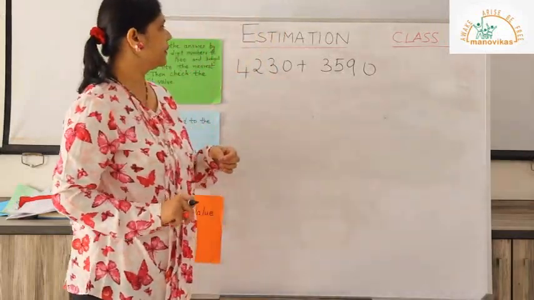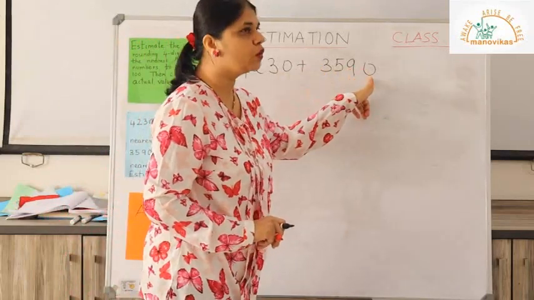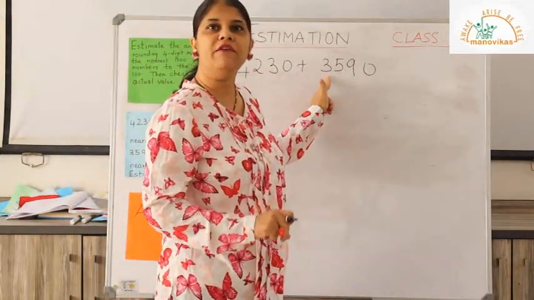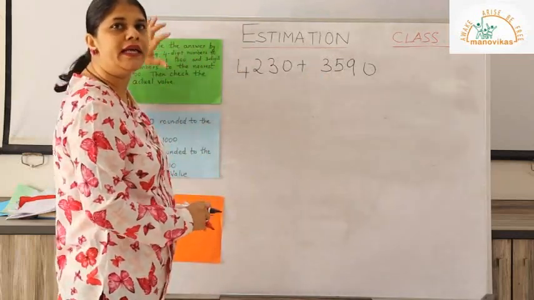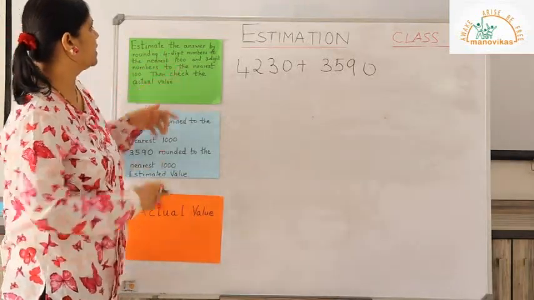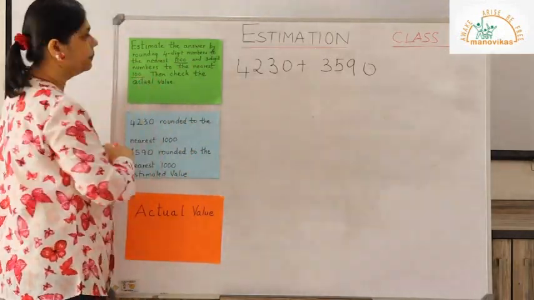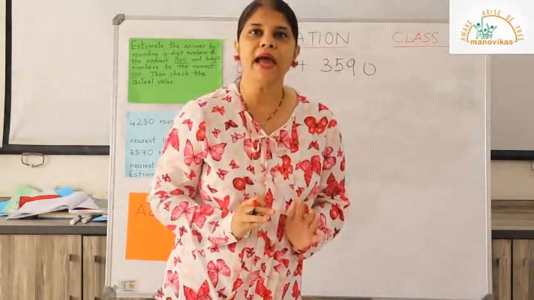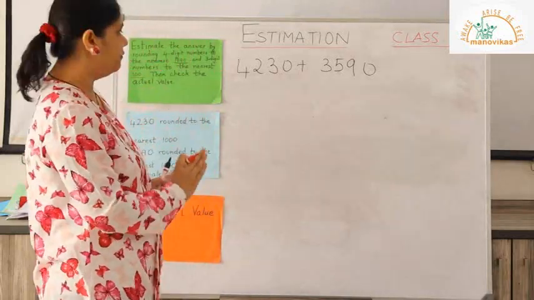Look at the first example. 4230 plus 3590. Here we have to add these two given numbers. First, we will find the estimated value. To find the estimated value, here in this case we are told to round up the 4-digit numbers to the nearest 1000 and the 3-digit numbers to the nearest 100. First, we will find the estimated value and then compare it with the actual value. Now, let us round up the given numbers.